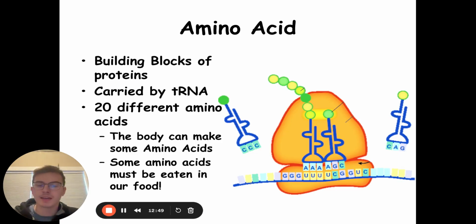Another important thing is we have 64 possible codes, right? 3-letter combos. Those 3-letter combos only make 20 different things. So we have 64 combos making 20 different things. So that's when I talked about mutations. Sometimes we don't see anything happen, or it may not be a significant difference.